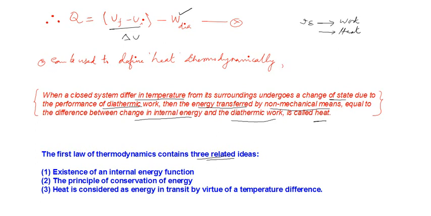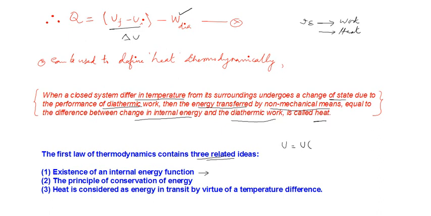Already we have seen that internal energy can be regarded as a thermodynamic function. It verifies the existence of a function which depends on the initial and final states of the system, and that function is what is known as the internal energy function. And remember, this internal energy function U can be represented as a function of the thermodynamic variables.